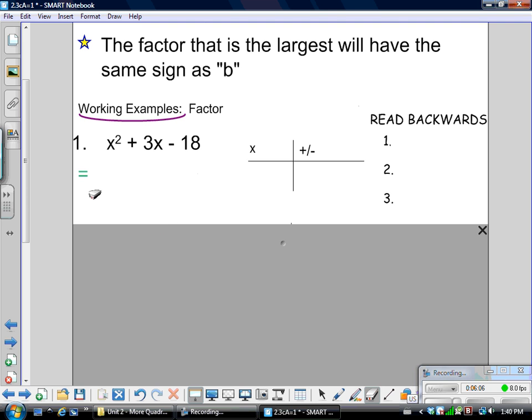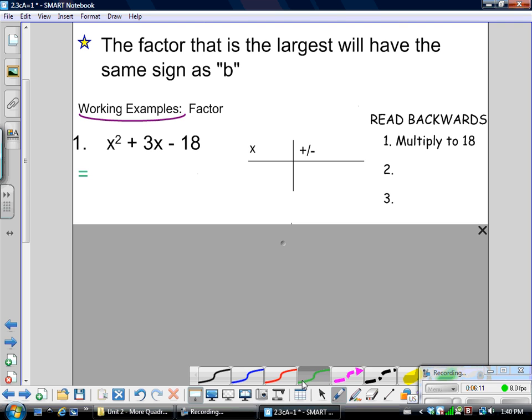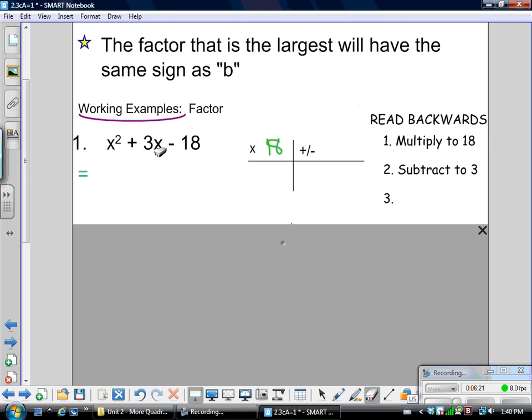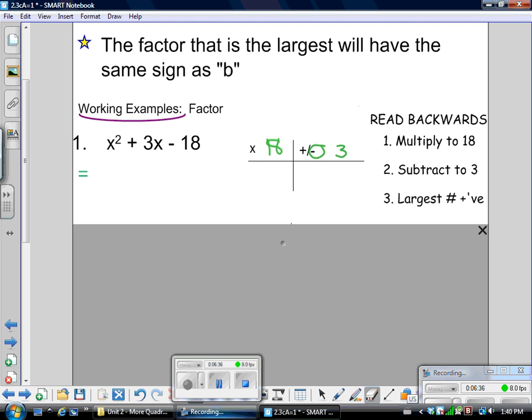All right, so when I look at this one, 18. So it has to multiply to give me 18. Subtracting. So it needs to subtract to give me 3. So I'm just going to circle the subtracting, and I want 3. And then the biggest number is going to be positive because it's a plus 3. So the largest number has to be positive. Okay, let's look at multiplication facts, and when I subtract them, I get 3.